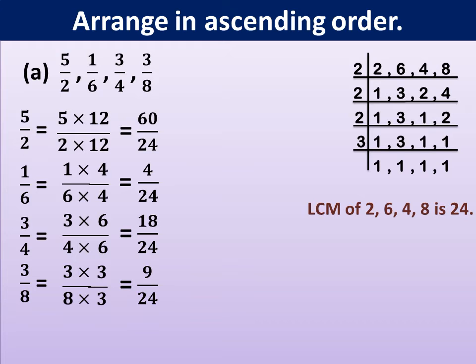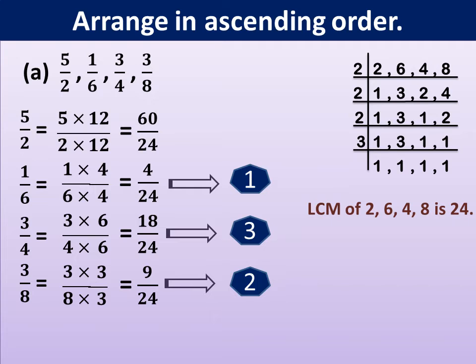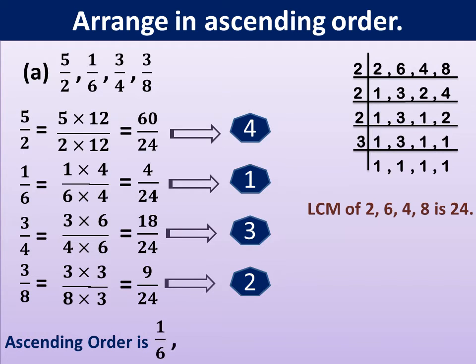So first we label the fractions in ascending order. See, 4 upon 24 is the smallest fraction, so label it as 1. Then 9 upon 24, label it as 2. Then 18 upon 24, label it as 3. And 60 upon 24, label it as 4. So the ascending order is 1 upon 6, 3 upon 8, 3 upon 4 and 5 upon 2. Hope you understand how we will arrange the fractions in ascending order.